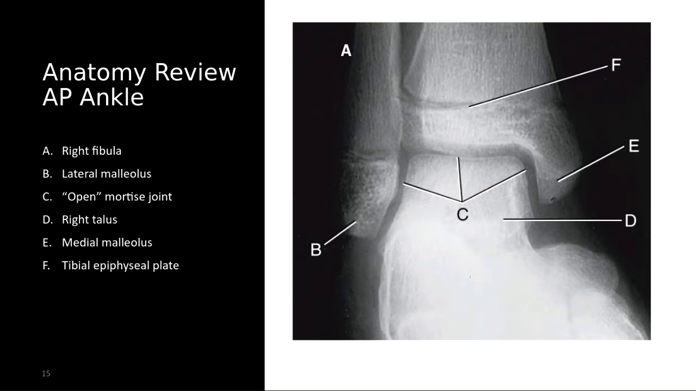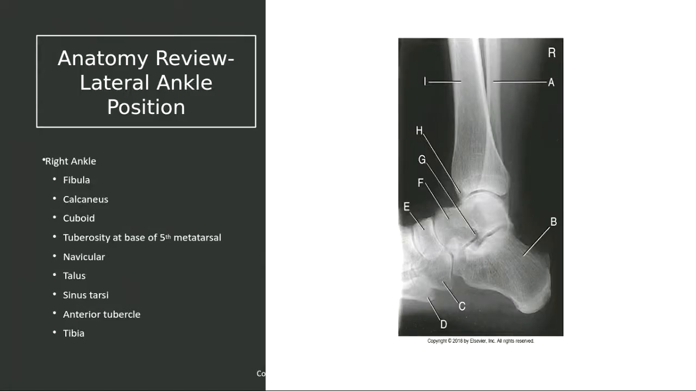When we look at the anatomy of a lateral ankle, okay, again, still right ankle. So we've got the fibula. Right here, letter A is the fibula. We've got the calcaneus, which is B. Looks like they have the start of a heel spur right there. C is the cuboid. D is the tuberosity at the base of the 5th metatarsal.